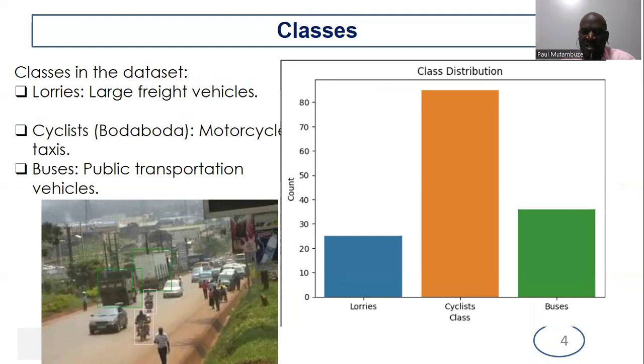The lorries are important for monitoring the movement of heavy goods and understanding their impact on traffic flow. Then our cyclists, mainly the boda bodas, are significant in urban areas where motorcycles are prevalent and affect road safety and traffic dynamics. The buses are essential for managing public transport systems and understanding commuter flow and congestion.